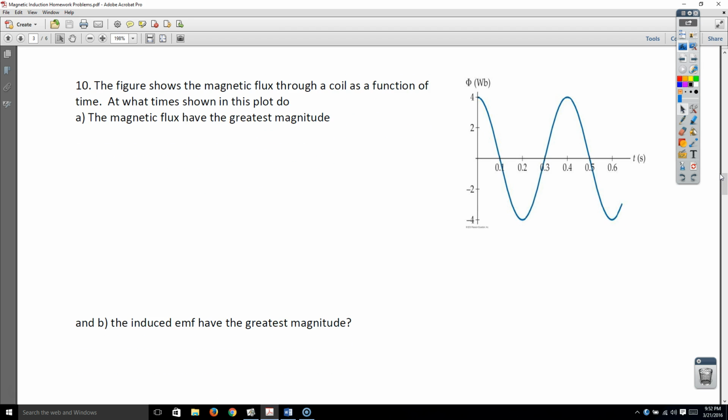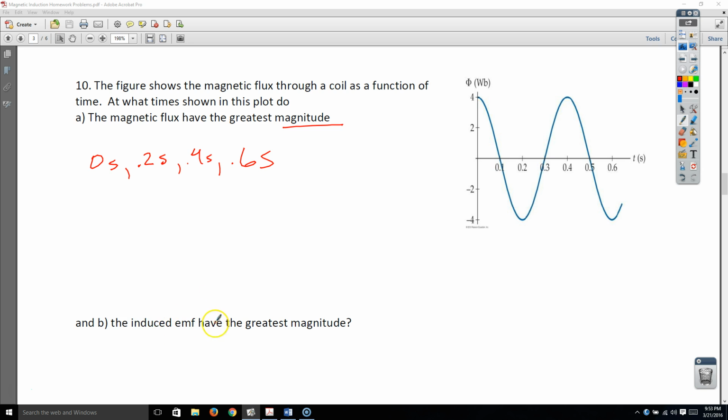Number 10, this one's got a graph with it. It says the figure shows the magnetic flux through the coil as a function of time. At what time shown in this plot does the magnetic flux have the greatest magnitude? So the greatest magnitude for the flux here is going to be at 0 seconds, so that's where it's way up here at 4. It also is at 0.2 seconds. So here, greatest magnitude, we don't worry about direction, so that's also at 0.2 seconds. We can then also have it at 0.4 seconds and then finally at 0.6 seconds.